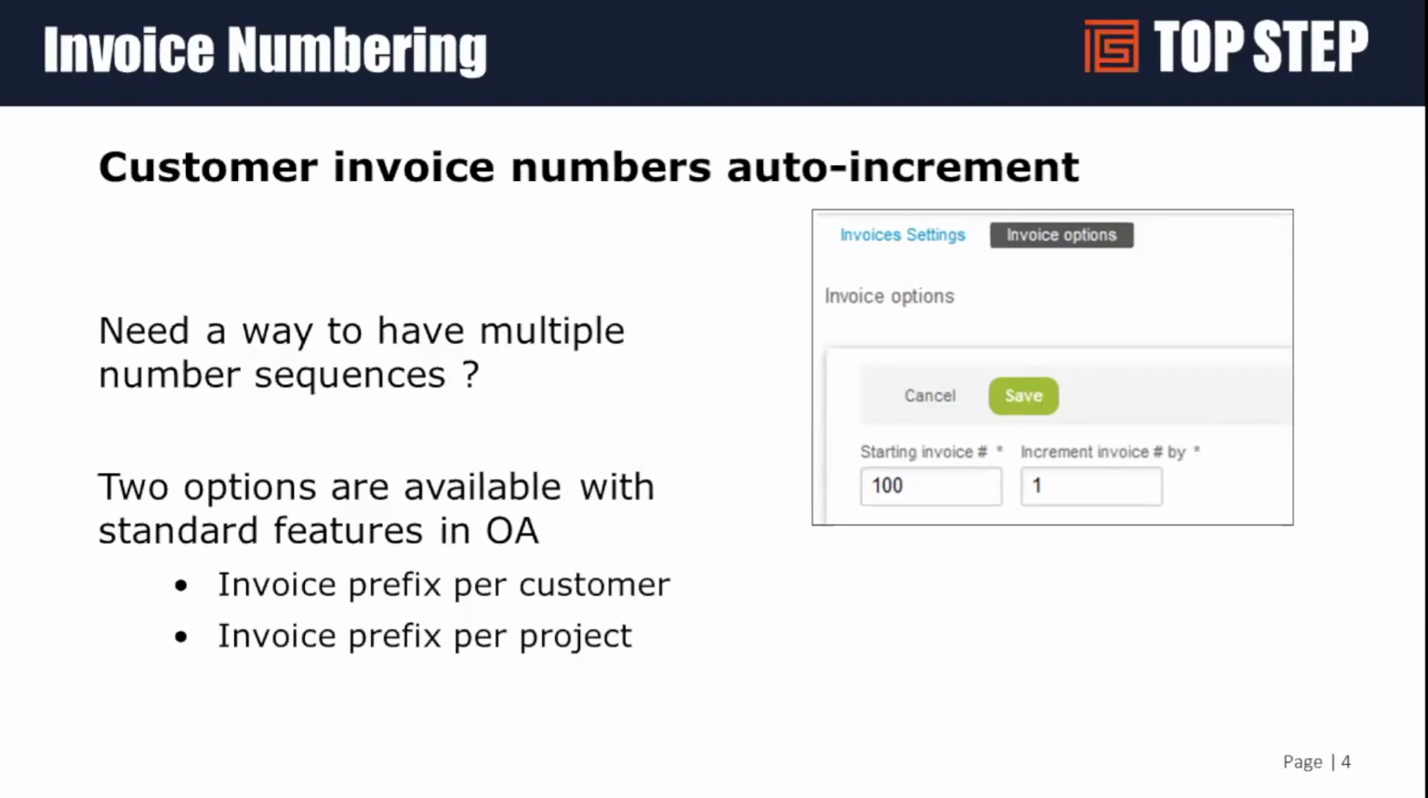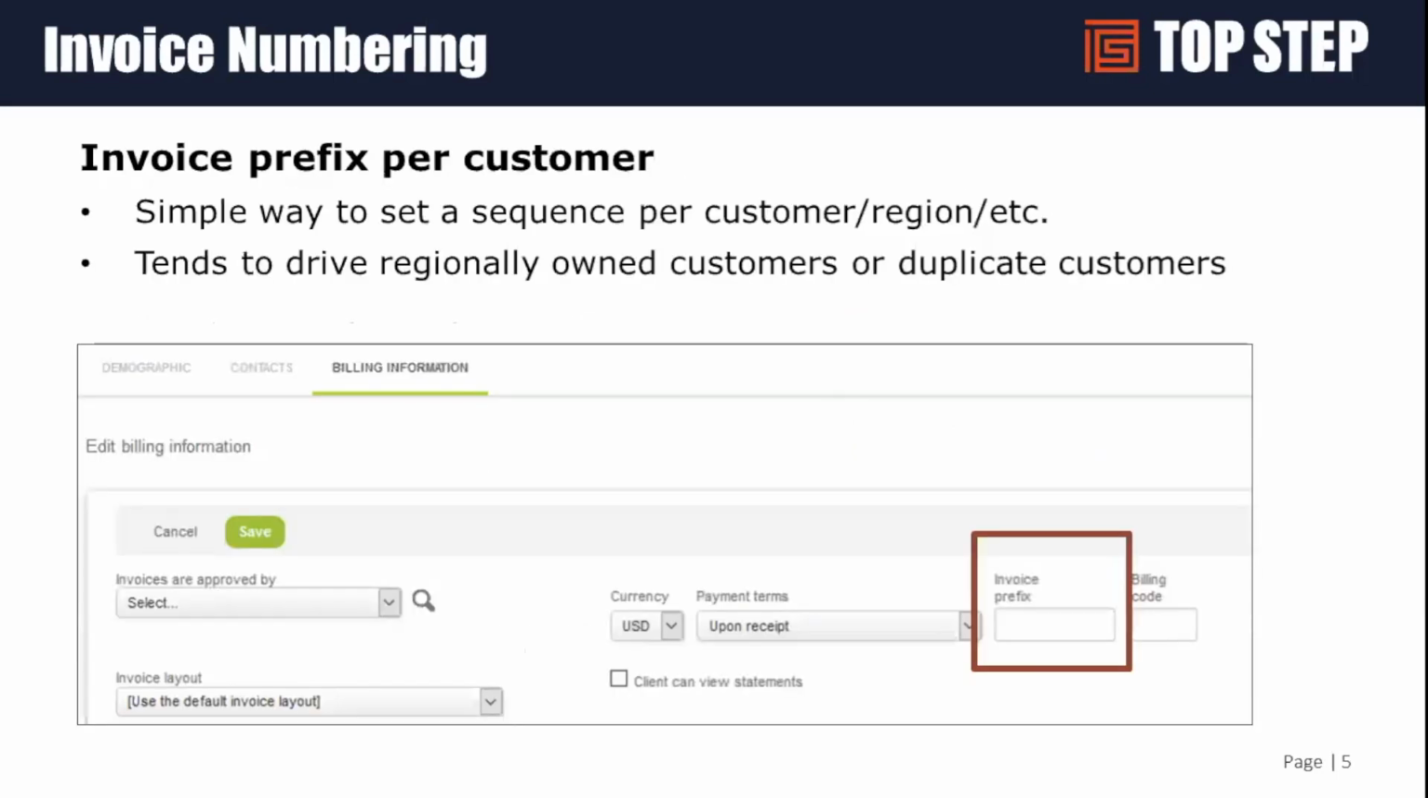And when there's a prefix involved with invoice numbering, then you get a unique number sequence by prefix. And there's two standard features. One is an invoice prefix per customer, and another one is more at the project level. So of course, there's always variations of when you need what. So let's talk about the invoice prefix per customer.